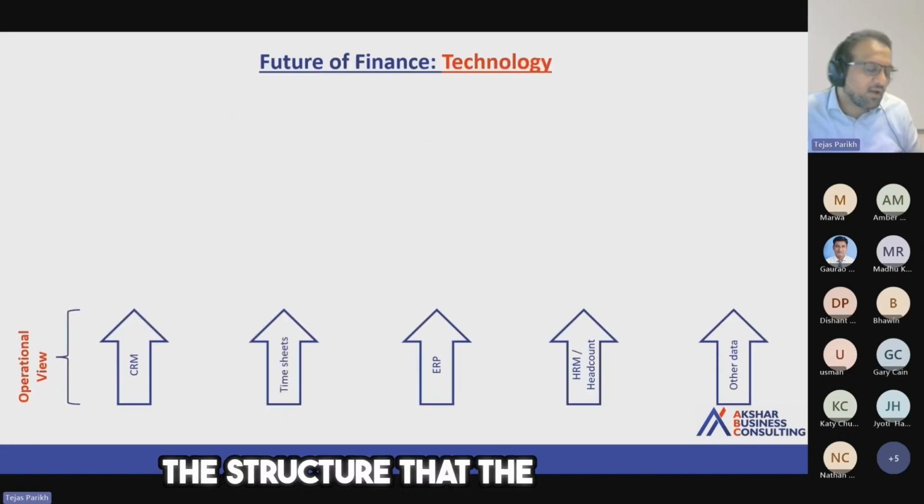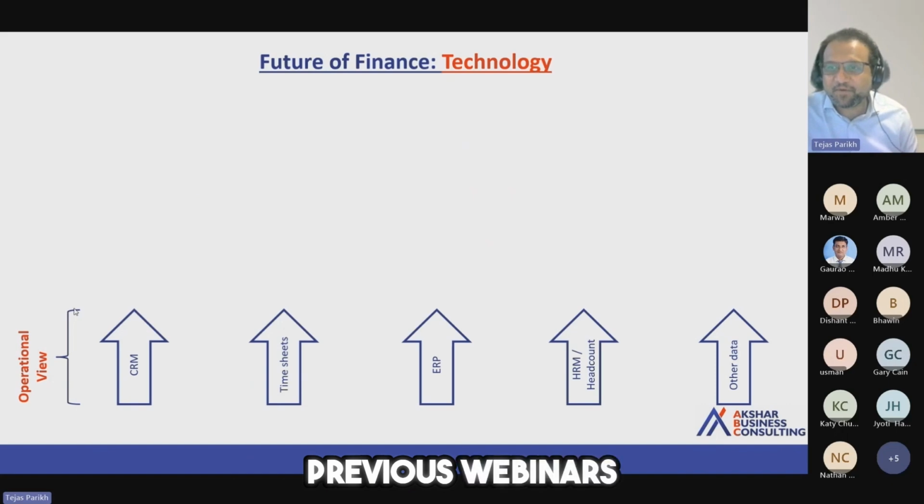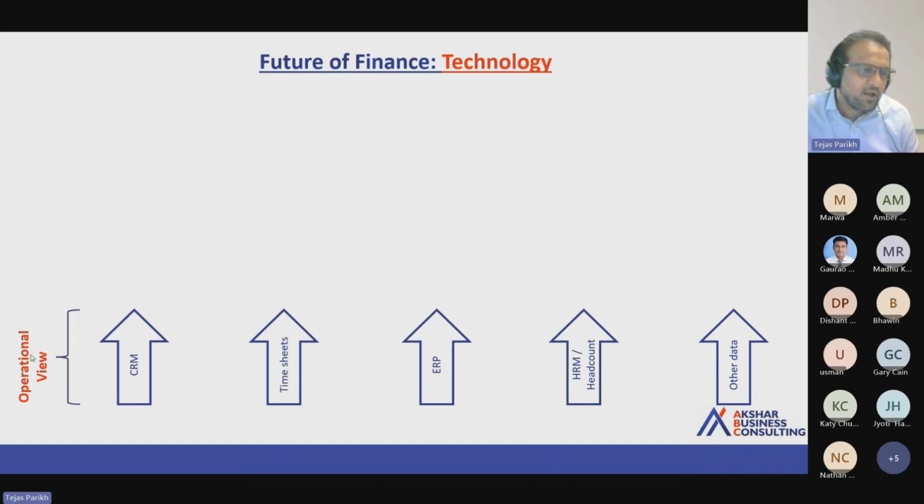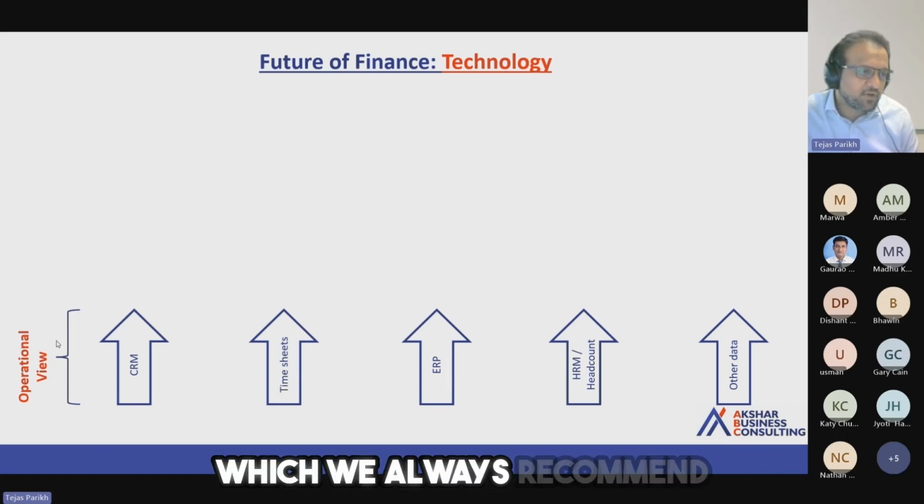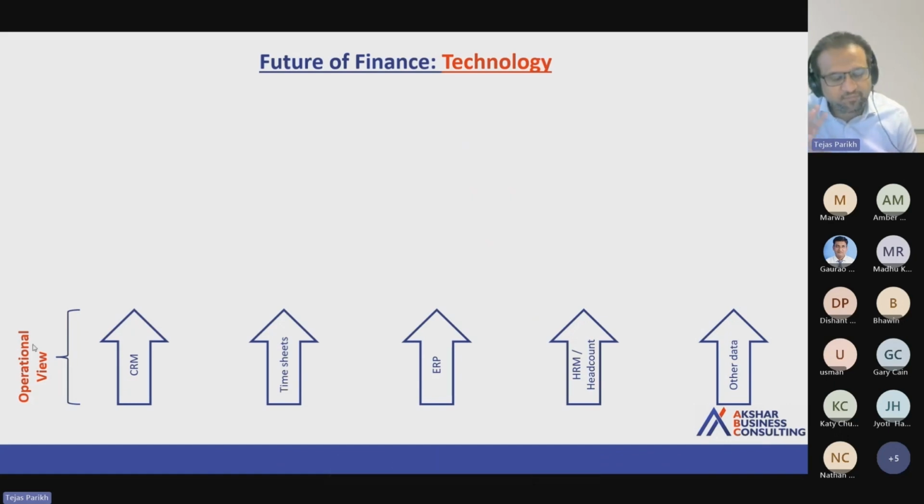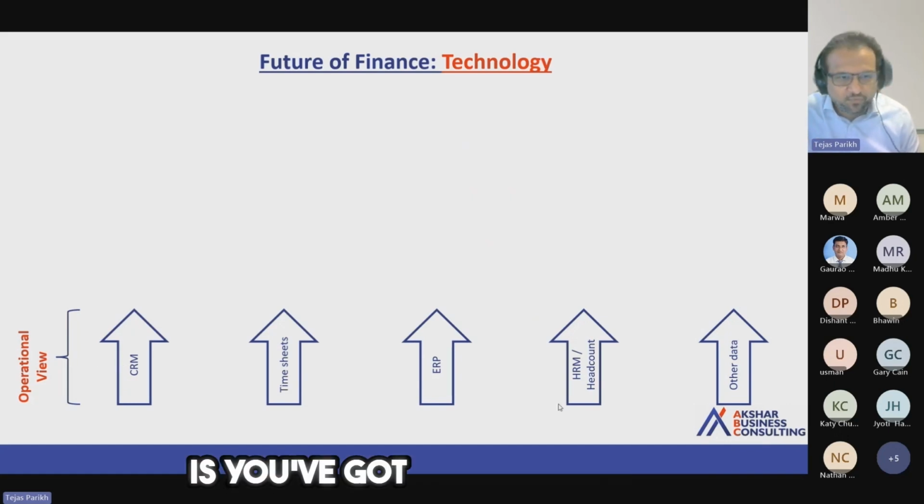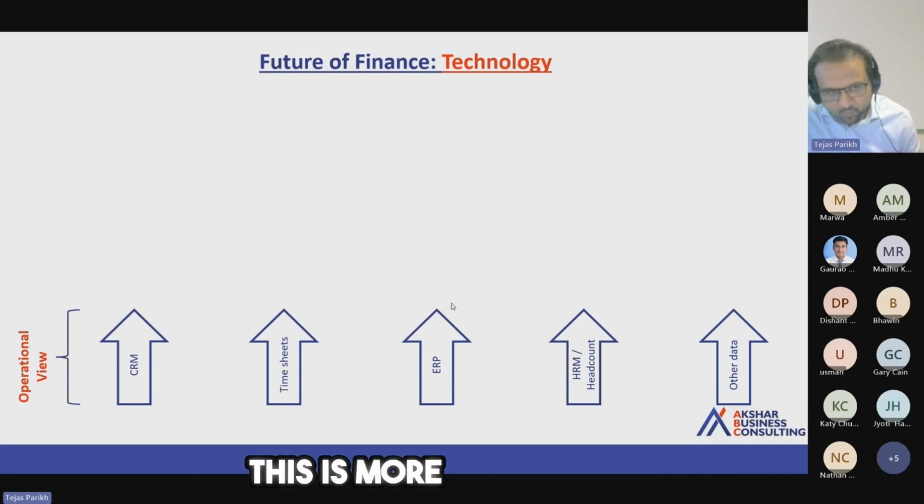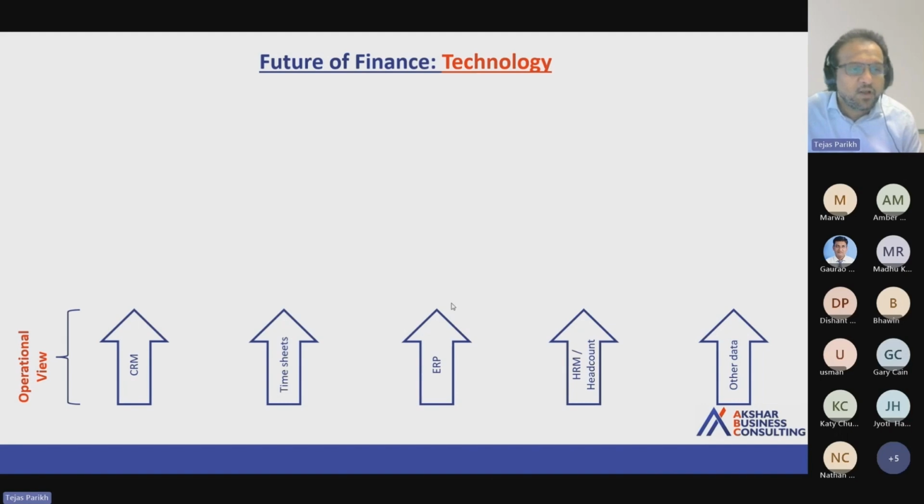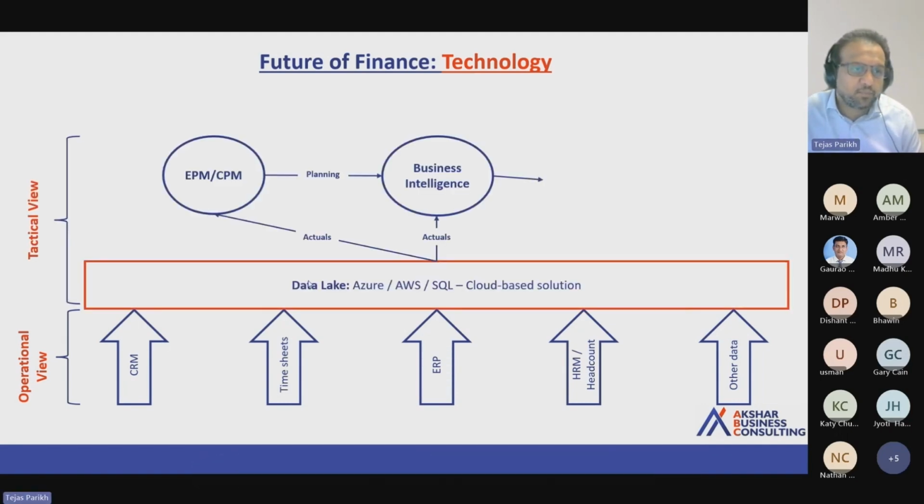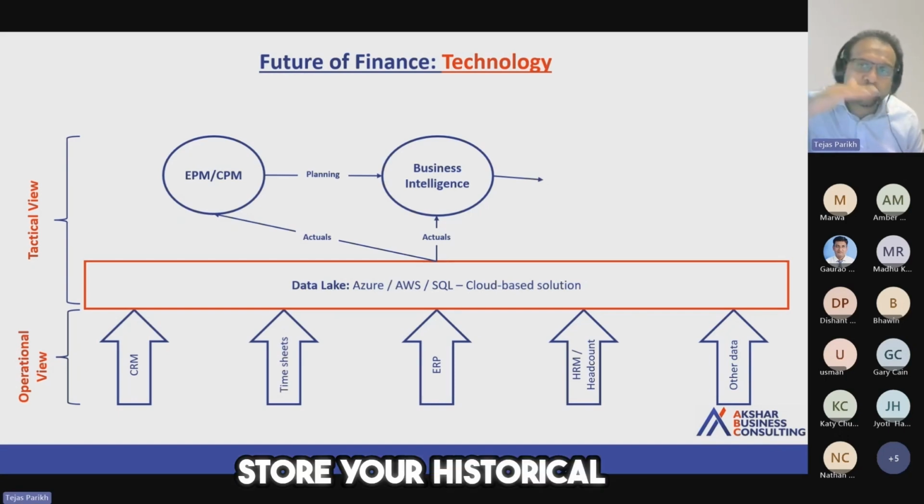Again, the architecture, anybody who has attended my previous webinars, I'm sure they have seen me do this live. The architecture which we always recommend to all our clients, though to varying degrees, is this: you've got all these different source systems, this one for your sales and marketing department, this more your finance department, more your HR department. So that is where the disconnect lies. The way to get over that is we ideally recommend using a data lake, where you can standardize and store your historical data as well.